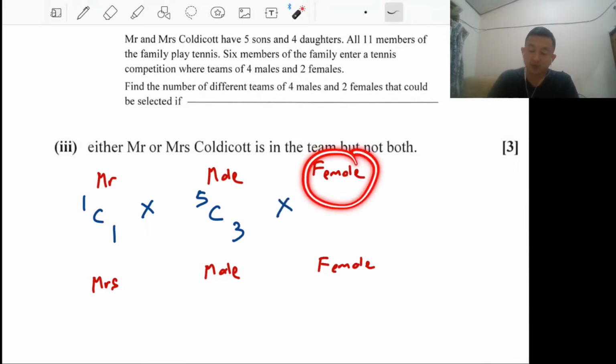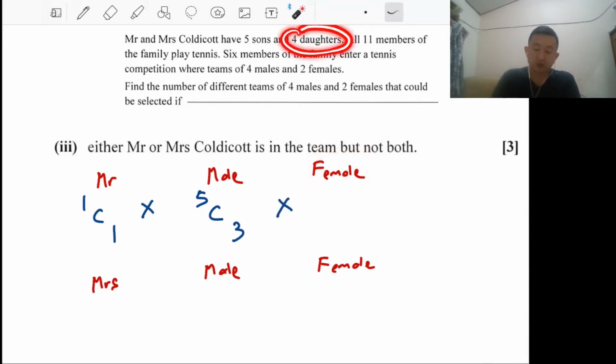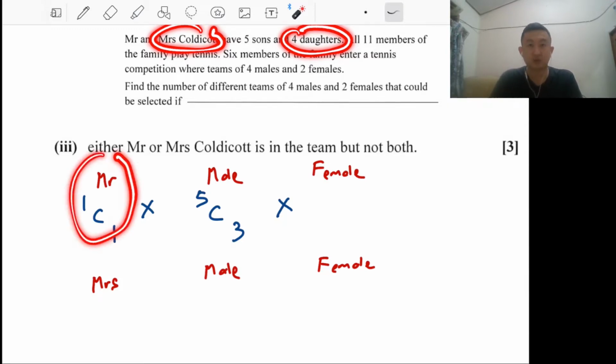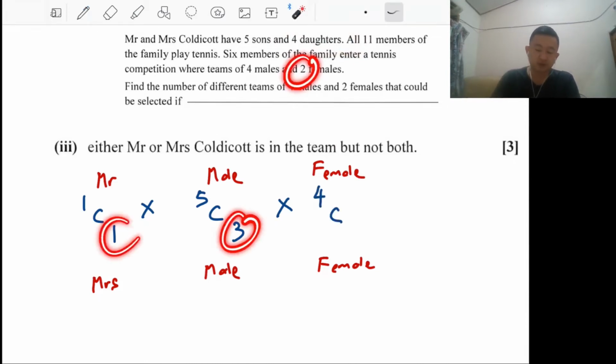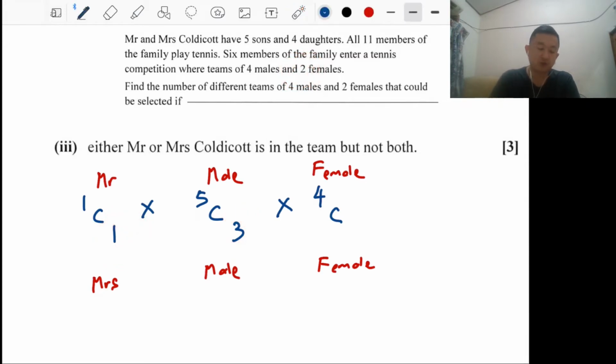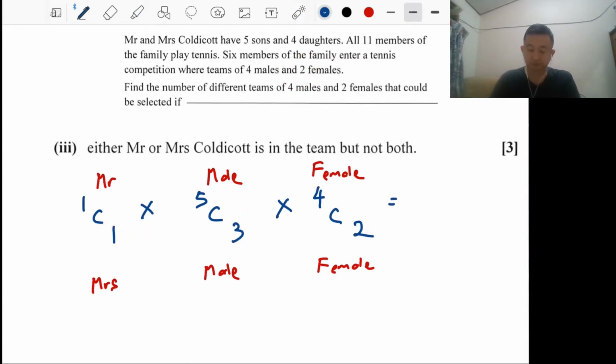And how many female are left? The daughters, 4 daughters. Should we include the missus? No, you don't include the mom. Because if you include the mom, there's a chance that the mom will be selected, when the dad is already selected. So the mom should be excluded. You don't include the mom in this female category. You only include the 4 daughters. Because you need 2 female and there's no female here so far, you're going to have 4C2. Okay, figure out the answer.